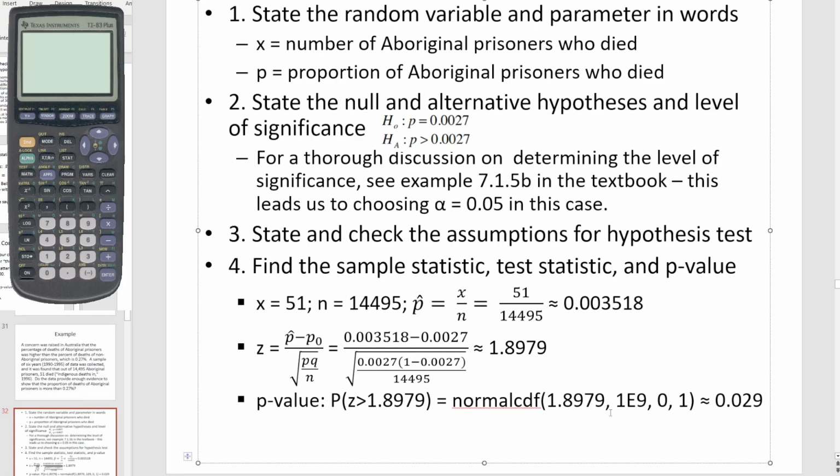To find this means that our lower bound in our normal CDF should be 1.8979. Our upper bound should be 1e99. Here our mean is 0 and our standard deviation is 1 because the z values are normally distributed with a mean of 0 and a standard deviation of 1. And this gets us about 0.029 for our p-value.